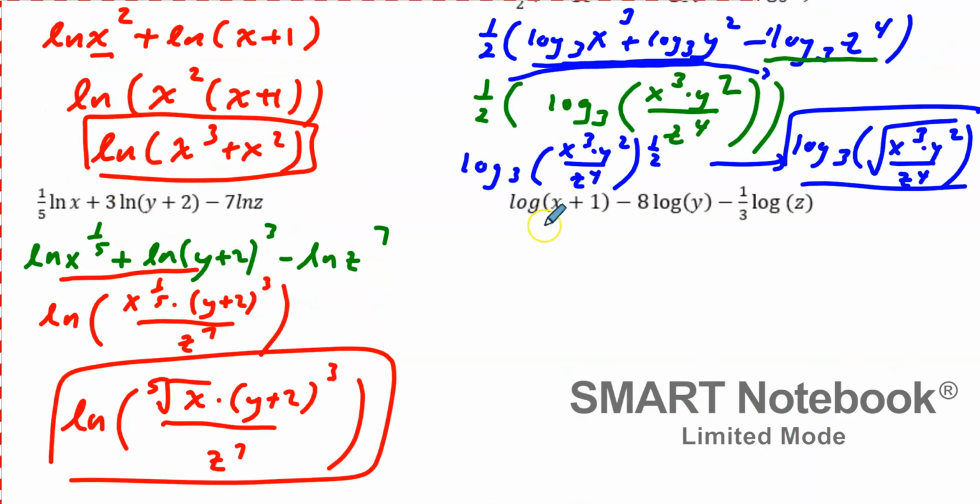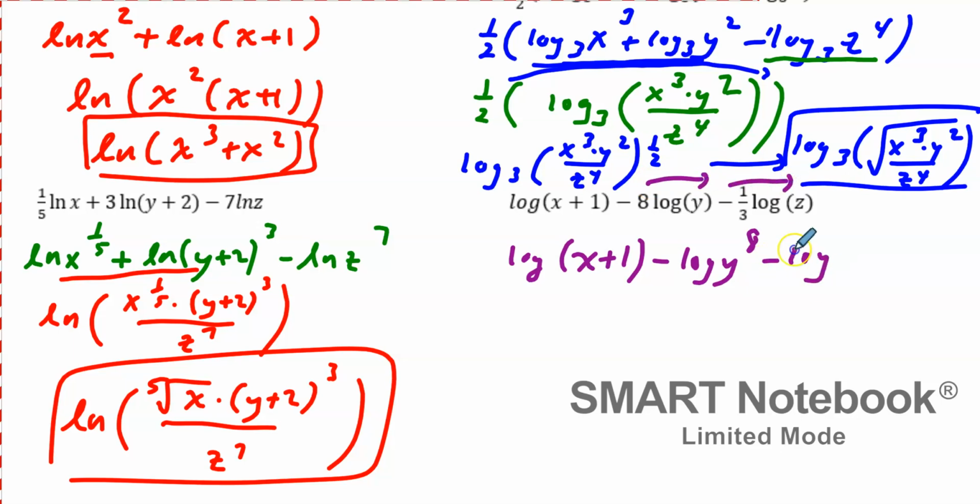So this next example, again, let's worry about our exponents first when we are condensing. We don't have an exponent on this one, so it'd still be log of x plus 1. But then this next one will become log y to the 8th, and then minus log z to the 1/3. Now this problem ends up being a little bit different than this one. Similar logic, but notice that in this example we had a plus here, so we put both on top. This example, we have two things being subtracted.